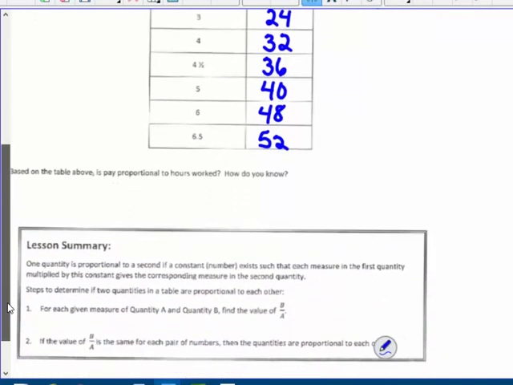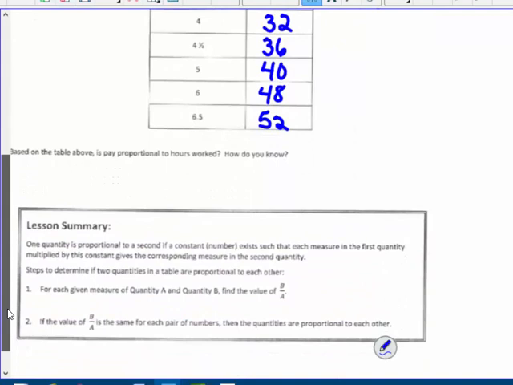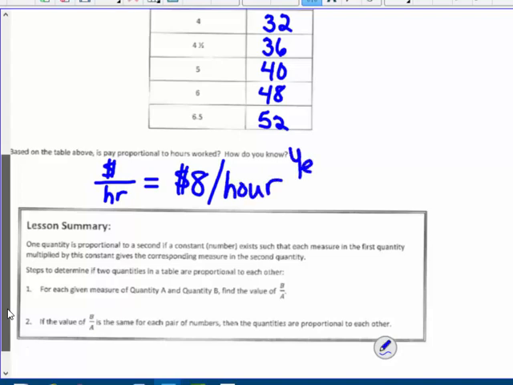It says, based on the table above, is your pay, your money, proportional to the hours worked? So my pay divided by the hours, yes, it does equal a constant. They told us the rate at the beginning, it was $8 per hour. So the answer is yes. How do I know? Because every time I take my pay and divide it by hours, because that's what I multiplied by, it's a constant $8 per hour.